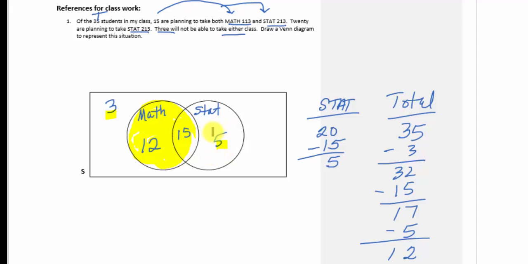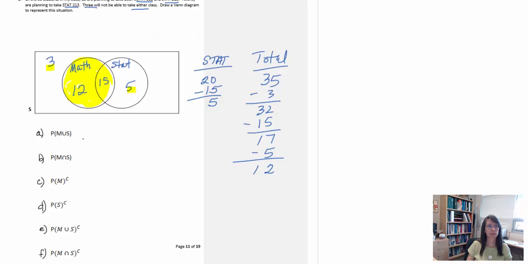We will continue our discussion of complements in another section. Now that our Venn diagram is complete, we can find some probabilities relating to this Venn diagram. Example A is the probability that math is in union with statistics. So that means we're looking for students taking math or statistics. Going to the Venn diagram, we're going to add 12 plus 15 plus 5, and that will be divided by the total number of students, and that is 35 students.